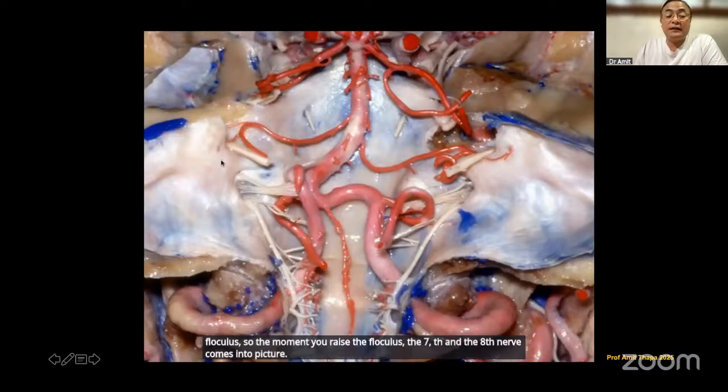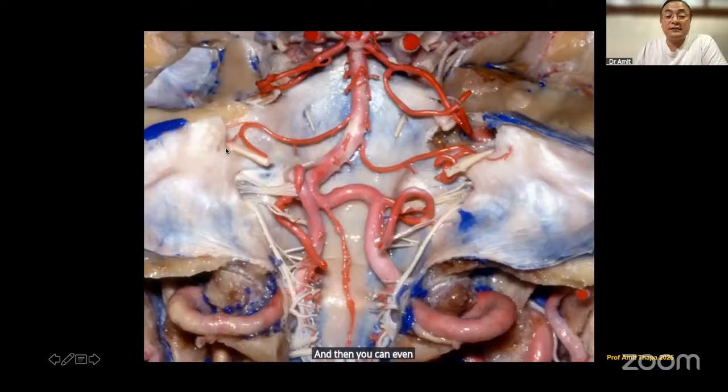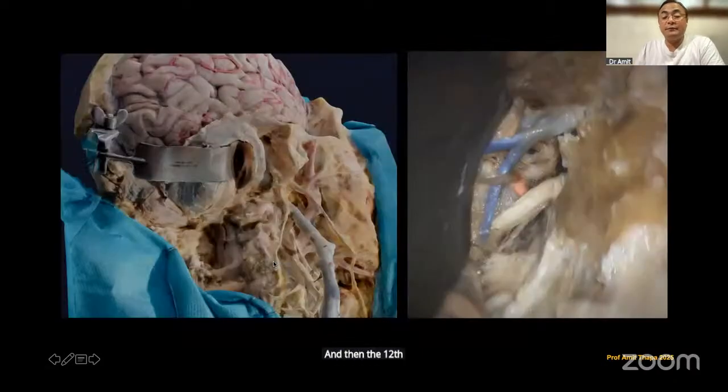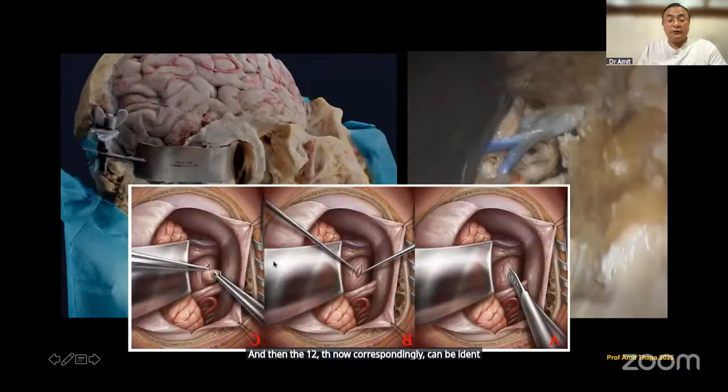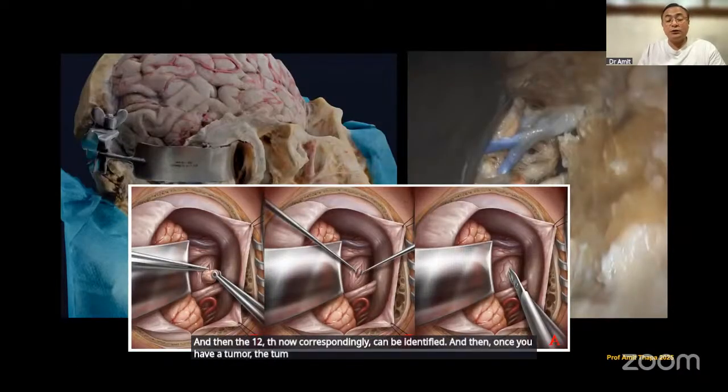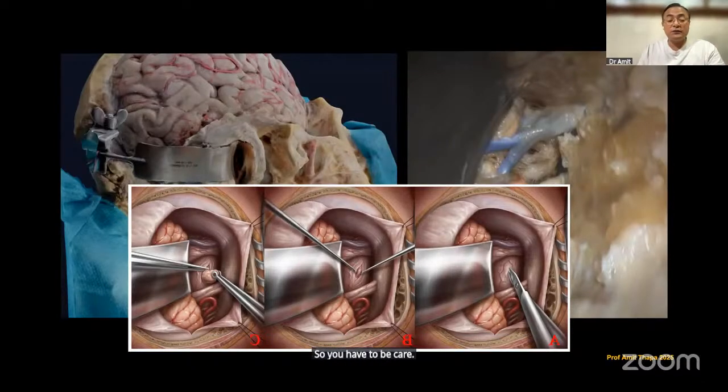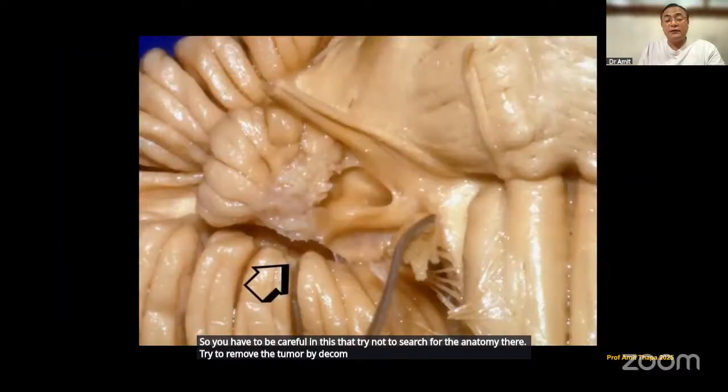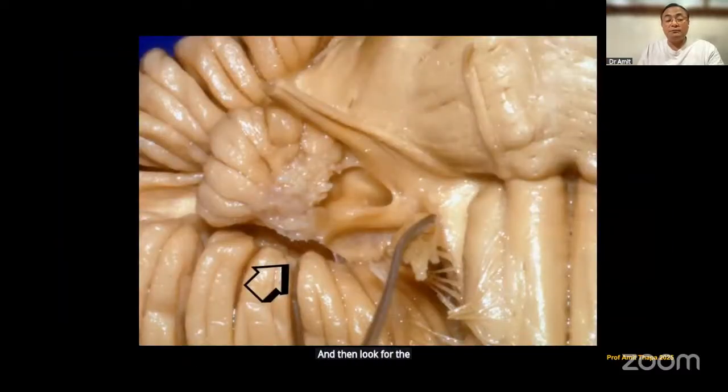And then you can even identify the sixth nerve in the front, and then the fifth nerve on the top, and then the ninth and 10th complexes, and then the 12th nerve correspondingly can be identified. And once you have a tumor, the tumor will not allow you to see all this normal anatomy. So you have to be careful: try not to search for the anatomy there, try to remove the tumor by decompressing it, and then look for the anatomy through the arachnoid membrane.